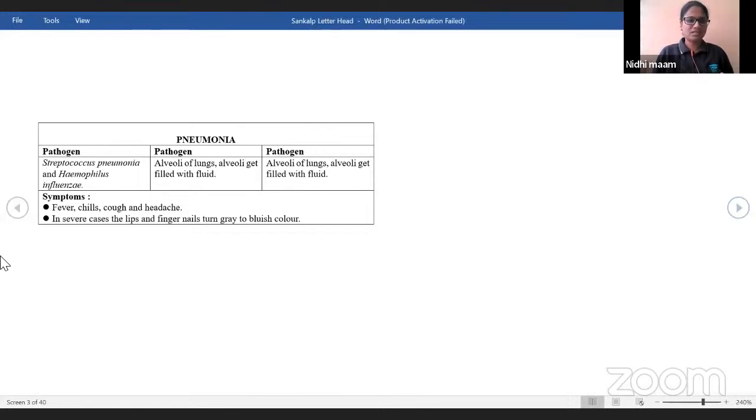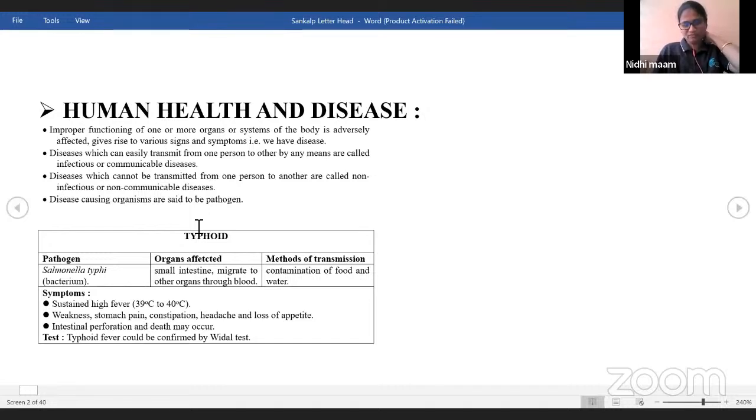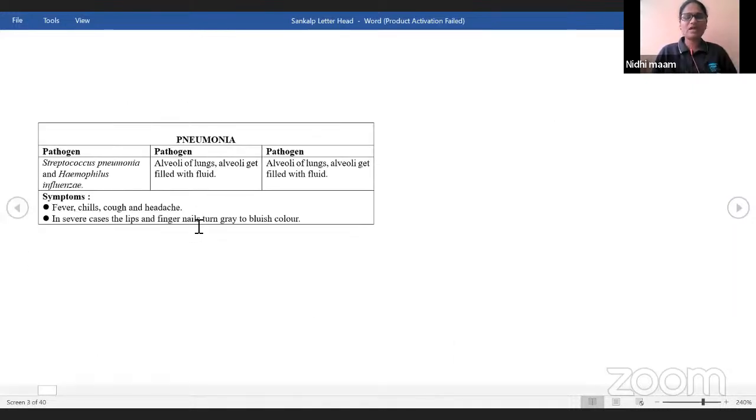This is the notes prepared by me about human health and diseases. Typhoid, I will brush up the concepts, then we will move to the multiple choice questions. Typhoid is caused by a bacteria named Salmonella typhi. Which organ will be affected here? Small intestine. Method of transmission, food and water. Pneumonia, Streptococcus pneumoniae, affects the alveoli of the lungs. The symptoms will be fevers and chills.